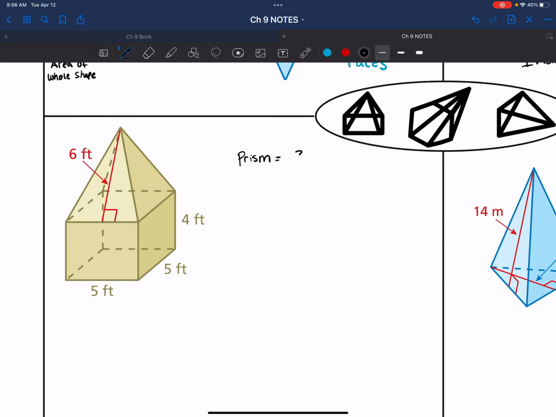Okay, last example. This is a triangular pyramid. Its base is a triangle. So what I have done is I gave you guys the picture that they said, and then here is the net of this triangular pyramid.